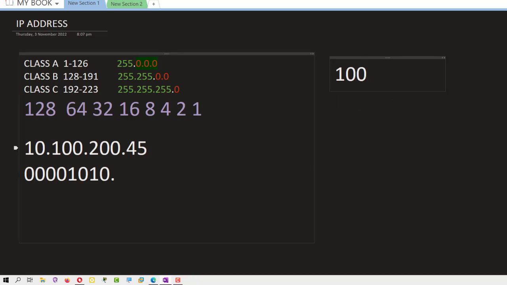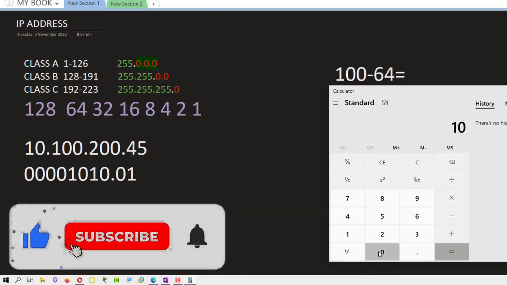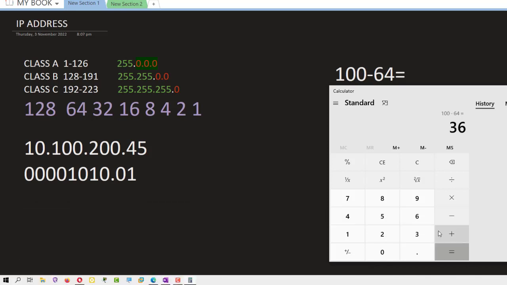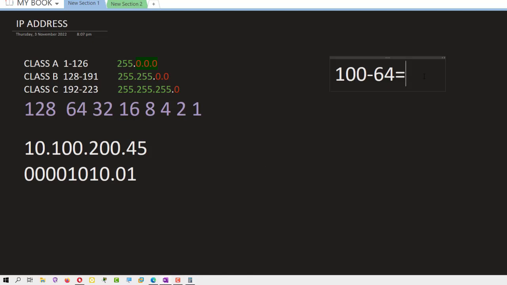So now I'm going to deal with the 100. What I did with the 10, I'm going to do the same thing with the 100. So 128 into 100 is not possible, so I'm going to have here 0. 64 into 100, yes, it goes in 1, so let me put 1 bit there, then subtract 64. With my calculator, 100 subtract 64, just to be sure. So I have 36. I'm going to have 36 here.